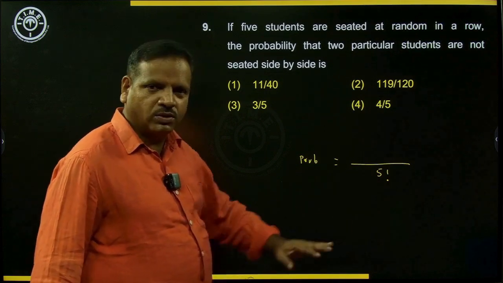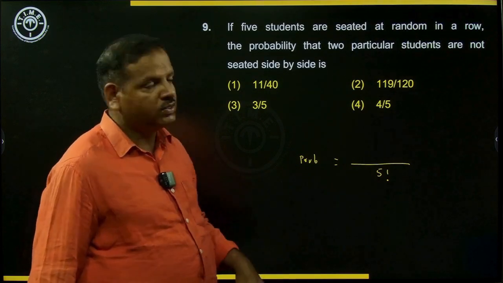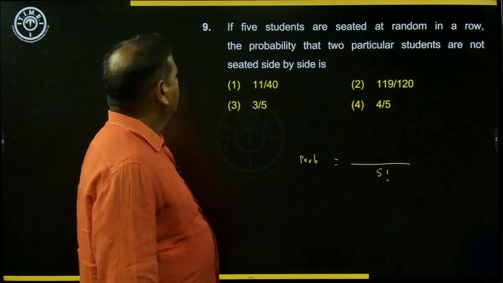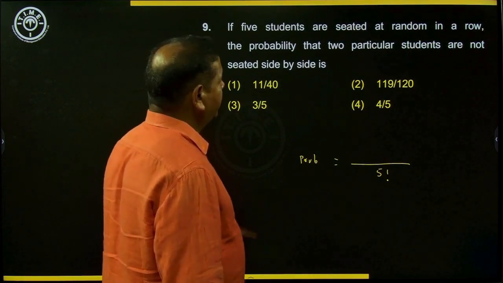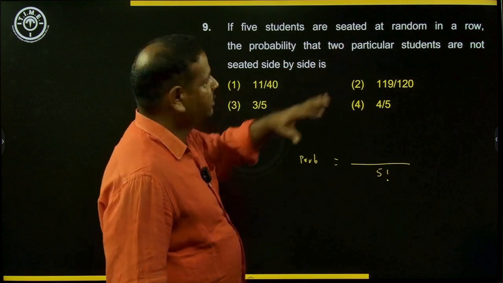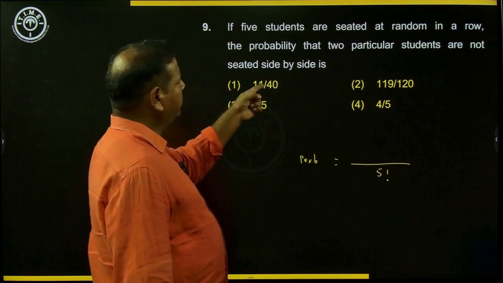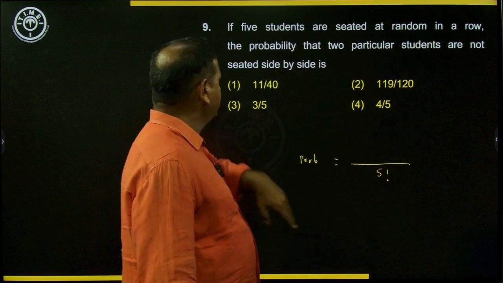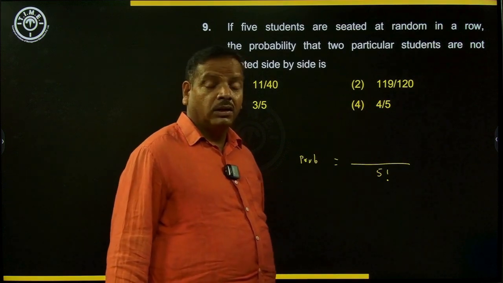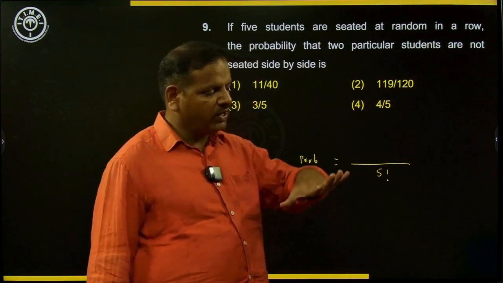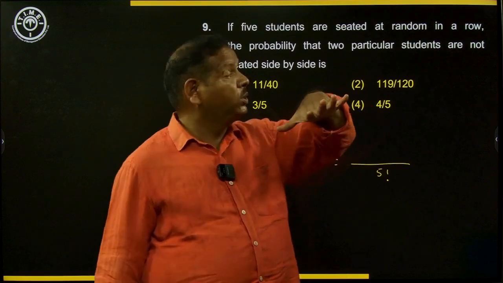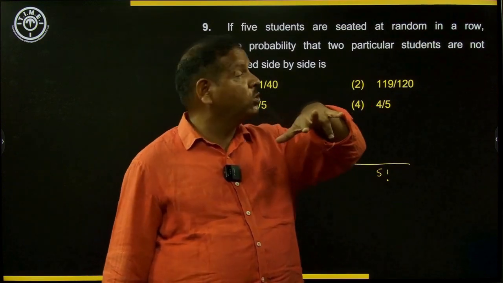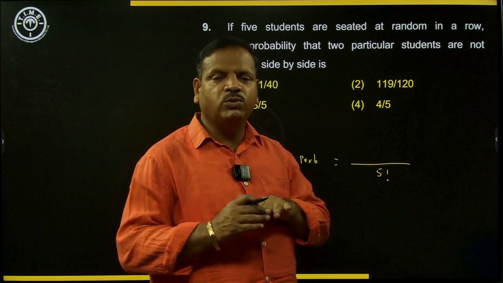Again, there are 2 types, linear permutations and circular permutations. This is linear. 5 students are seated at random in a row. That's linear permutation. The probability that 2 particular students are not seated side by side. There are 5 students, and 2 particular students should not be seated side by side.